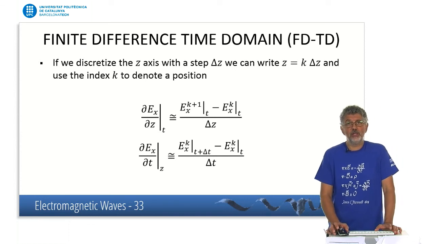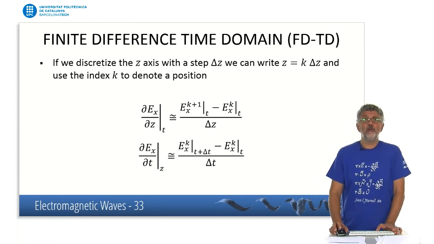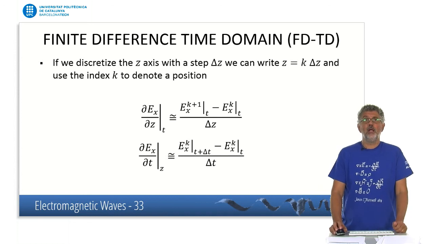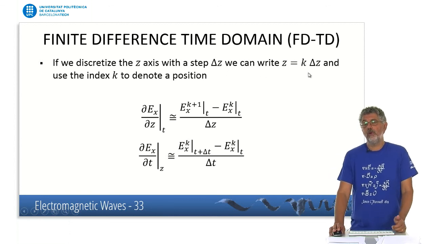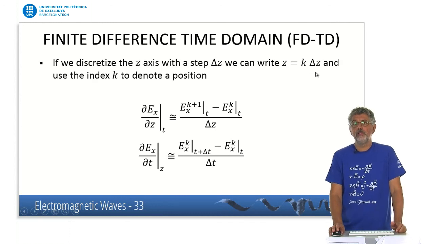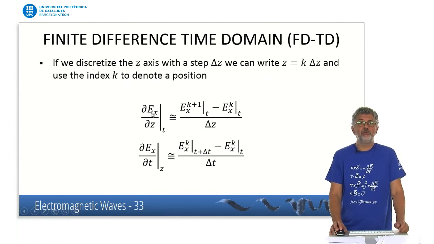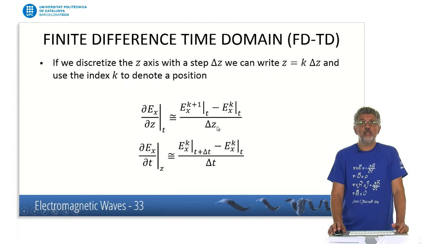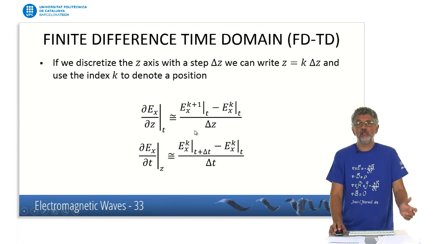We are going to use a shorthand notation. If we discretize the field along the z-axis with a certain step delta z, we can write any position as k, where k is an integer number, times delta z. If we use this index k to denote a position, we can write those finite differences in that shorter way, and this is just for convenience. We use the shorthand notation just to make things simpler.